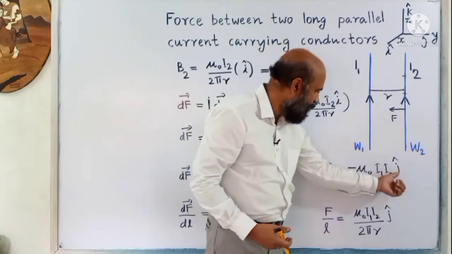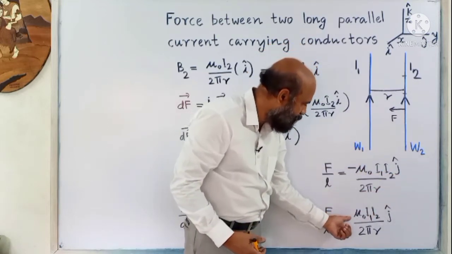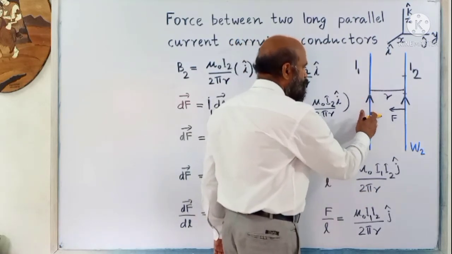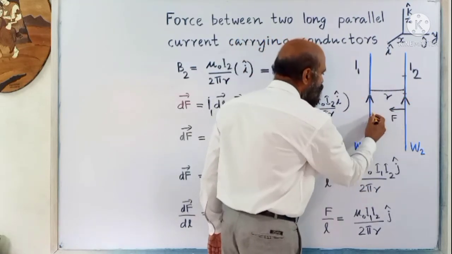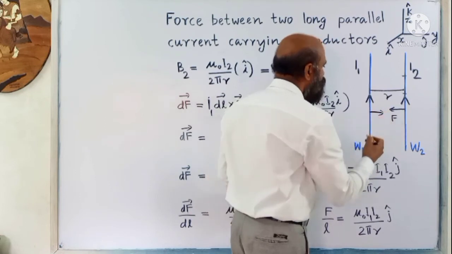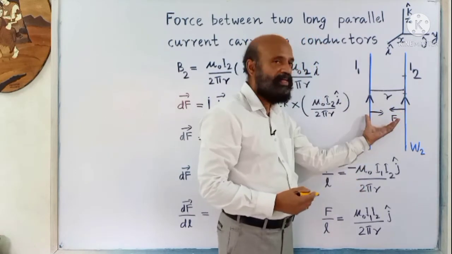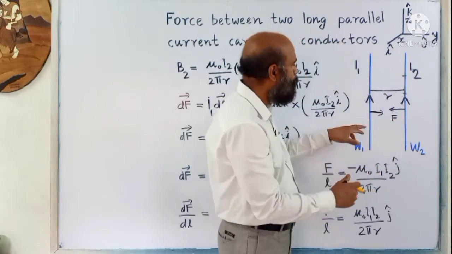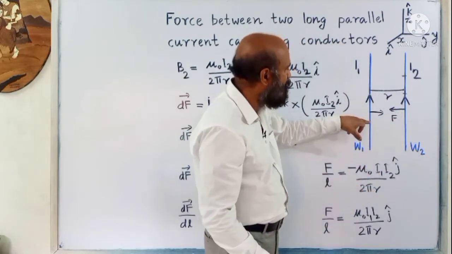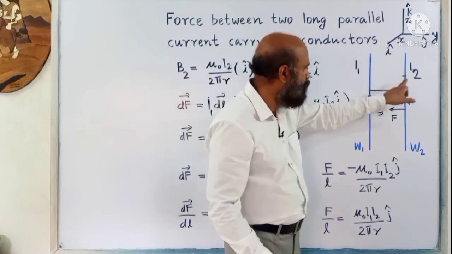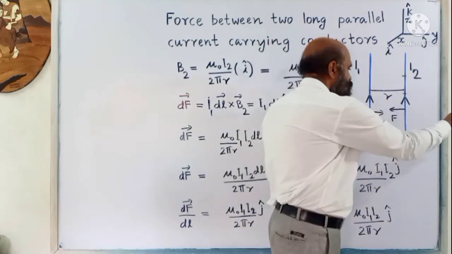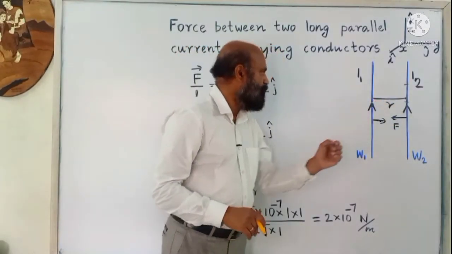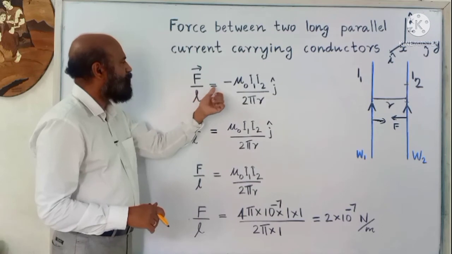You can see minus j cap here, but here you can see plus j cap, so it is opposite. So the force on this conductor because of the current in this conductor is directed that side. Here you can see the currents are in the same direction. When currents are in the same direction, there will be attraction. Suppose the currents are in the opposite direction, current in this conductor upwards and current in this conductor downwards, then there will be repulsion.